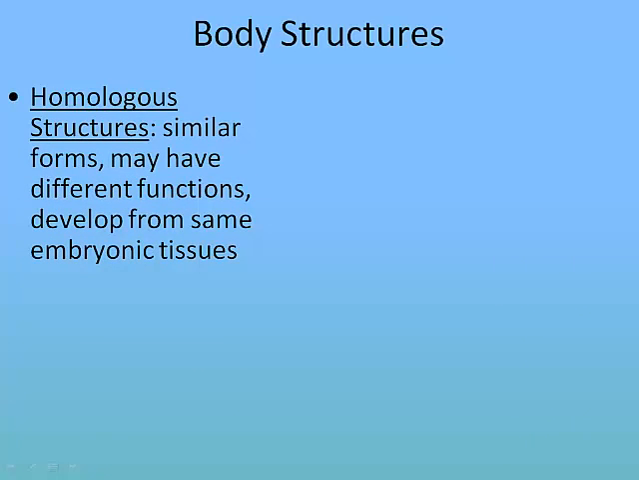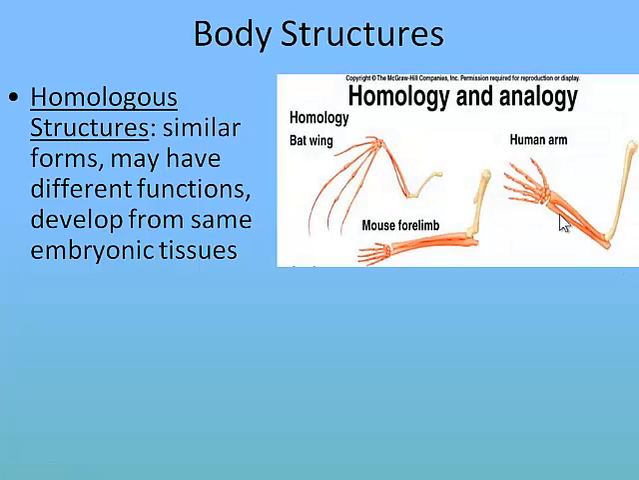Homologous structures are structures that have very similar form and develop from the same embryonic tissues but have very different functions. Let's look at some examples. The human arm, the mouse front leg, and a bat wing all include the same bones. These bones are all the same bones, but they obviously have very different functions. The human arm is made for grasping, reaching, holding. The mouse front leg is made for running, and the bat wing is made for flight. But all these structures develop from the same types of embryonic tissues and have the same bones.